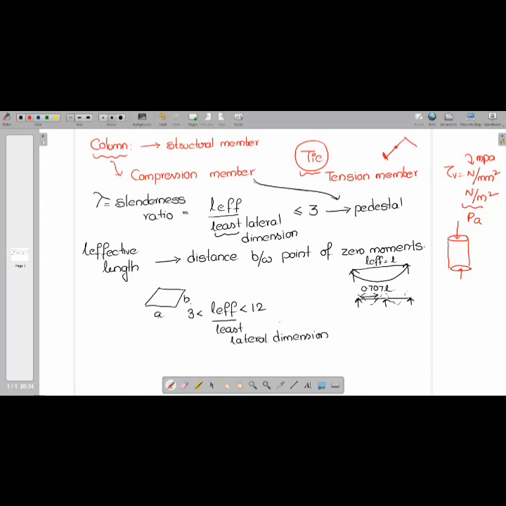Then it is called what? Then it is known as a short column. So if the effective length ratio is between 3 to 12, then it is known as what, sir? Then it is known as a short column.